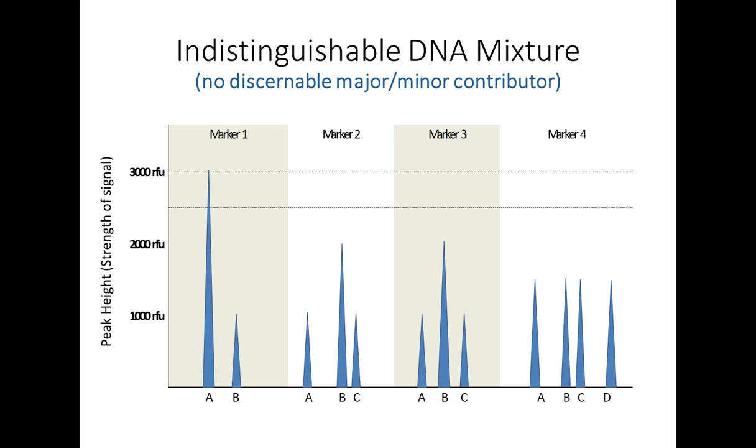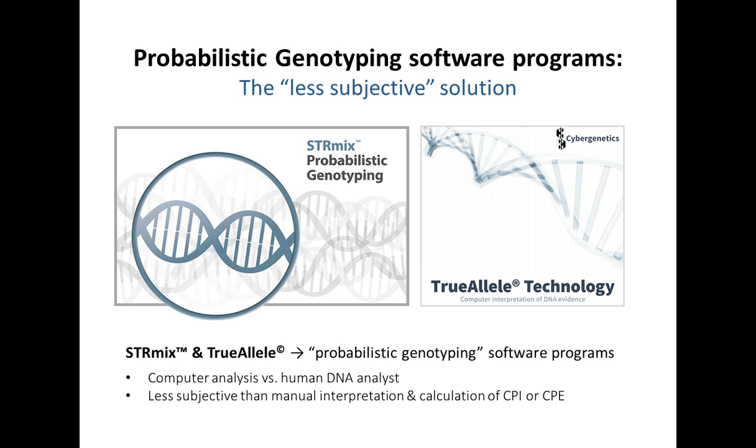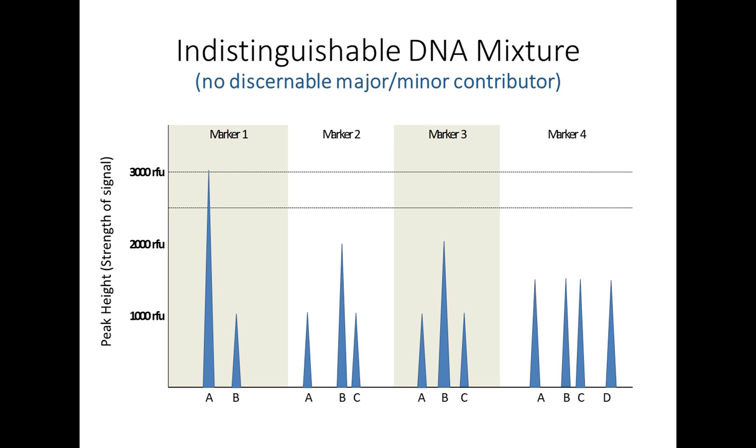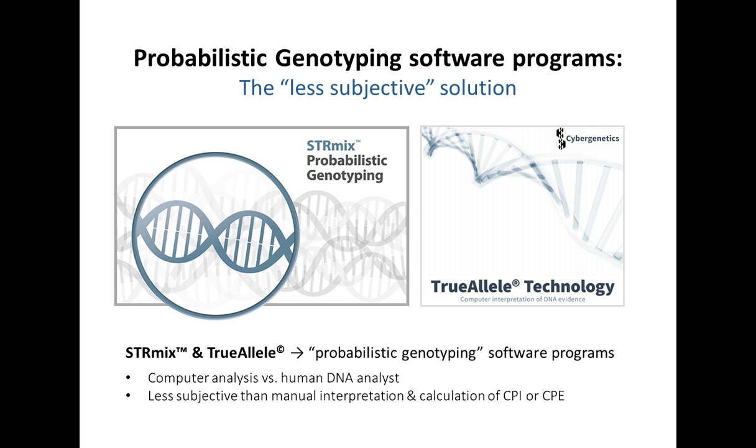But the reality is that's not what a lot of mixtures were looking like in criminal cases. You might, in other words, see something like this where the peak heights are pretty similar between the peaks for each marker tested. And so there's no discernible major minor contributor. So at that point, and I'll go back to that slide, it gets even a little more complex in how you're subjectively determining which 2 alleles pair with which person for each marker tested.